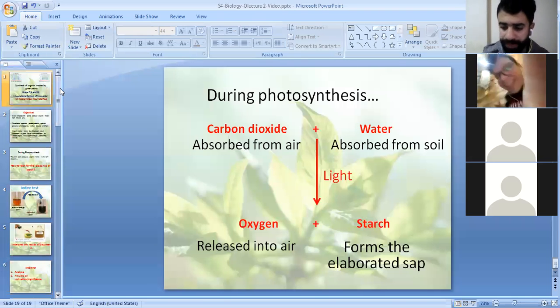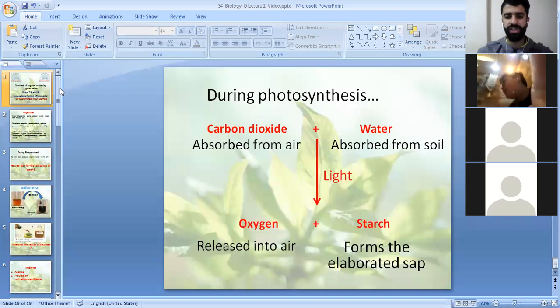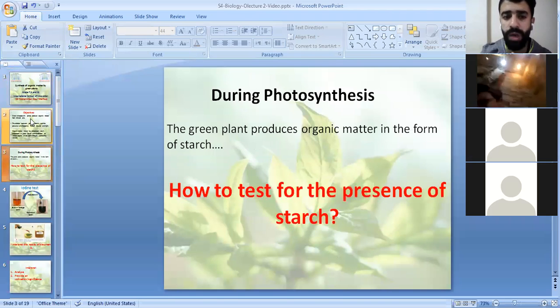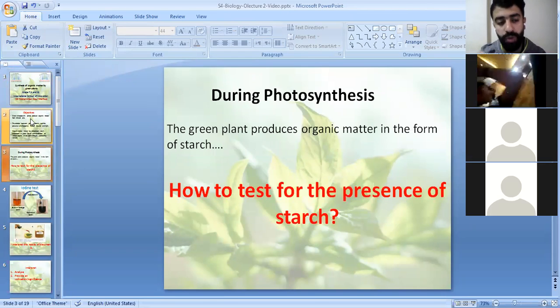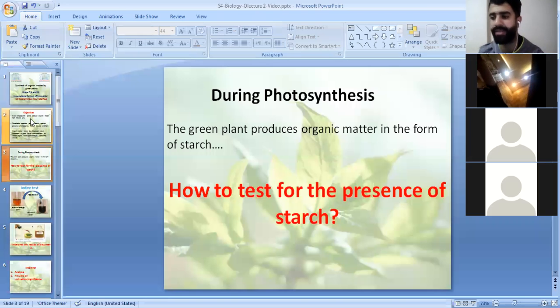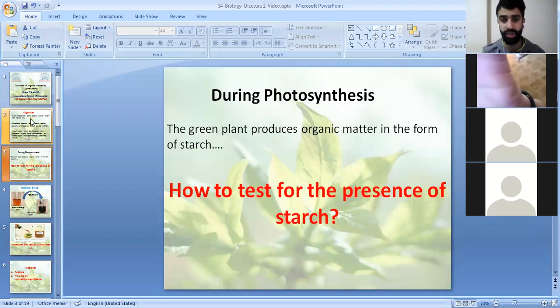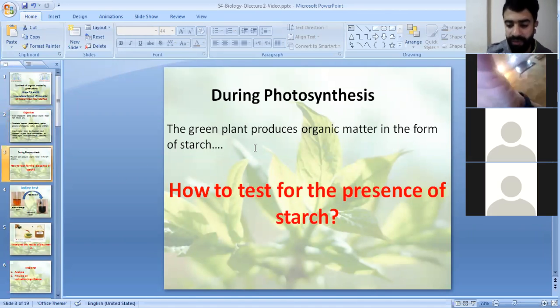So as a summary, I'm going to make a quick revision of all we have covered today. During photosynthesis, what will happen? The green plants, pay attention to the words green plants, produce organic matter. What is this organic matter? It's the starch. So they produce organic matter in the form of starch.